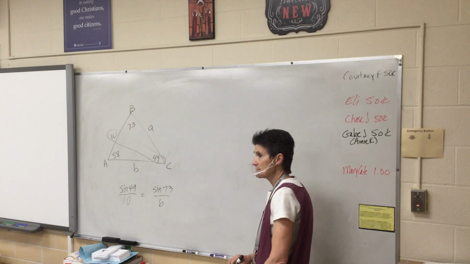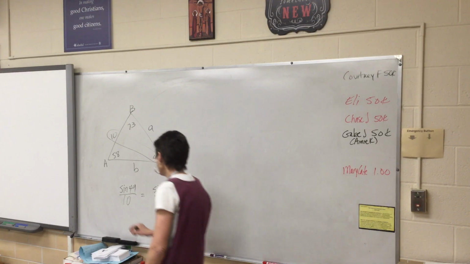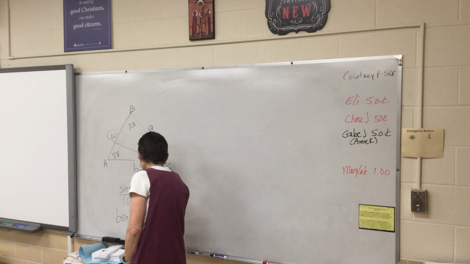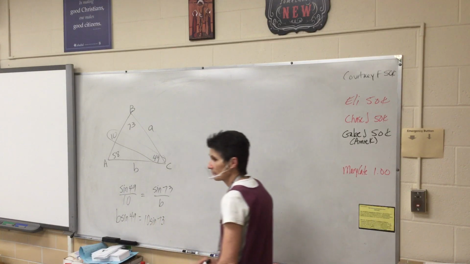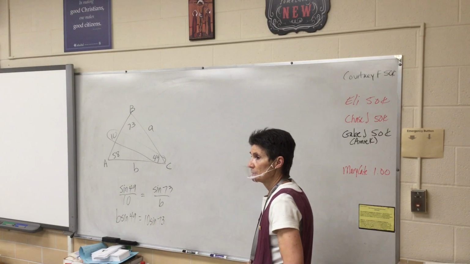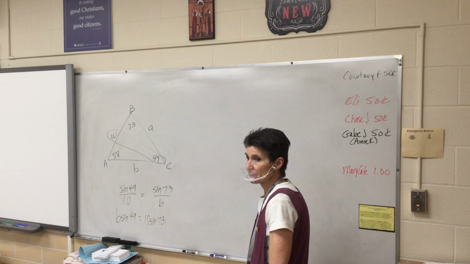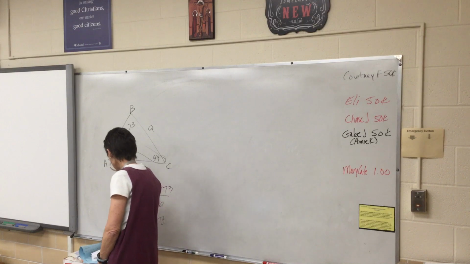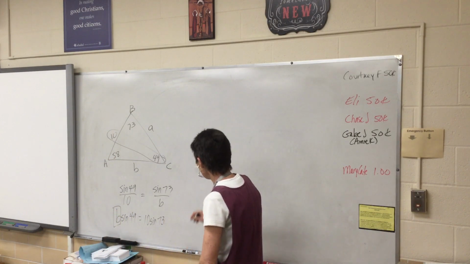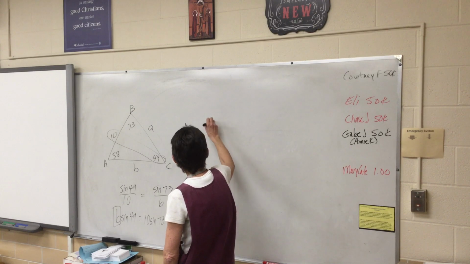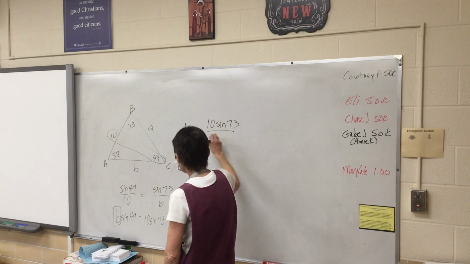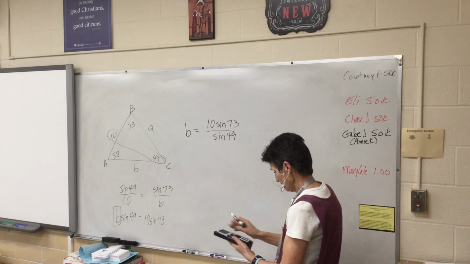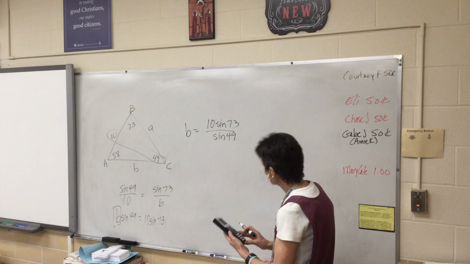Okay, so now what happens? We cross multiply. So B sine 49 equals 10 sine 73. Agreed? And then we'll divide, and we always divide by the thing that's not our variable, so we're going to divide by sine 49. So 10 sine 73 divided by sine 49. I'll type that into my calculator. Round to the nearest hundredth.